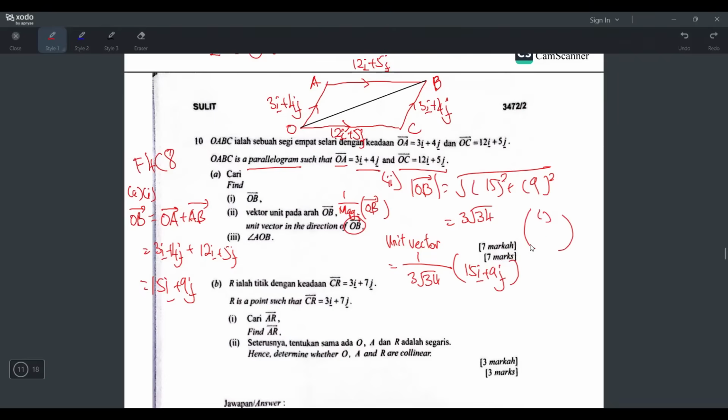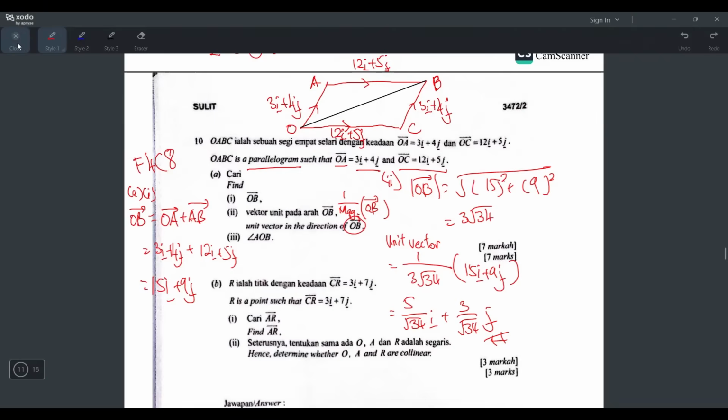All right. Now we can expand. So 15i, I have to times with 1 over 3 square root 34. It means you just take 15, divide by 3 square root 34. So you get 5 over square root 34 i. And then repeat the same process. 9 divided by 3, 3 over square root 34 j. So this is your unit vector. That's your unit vector.